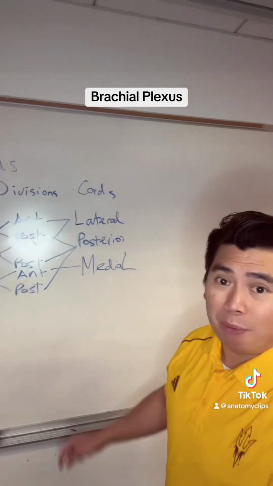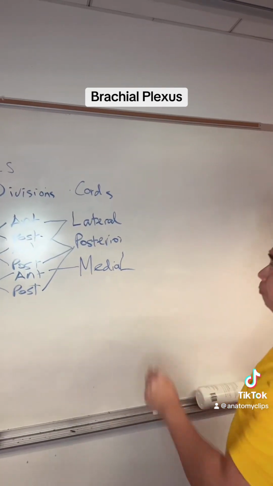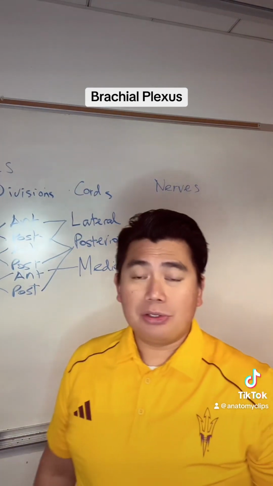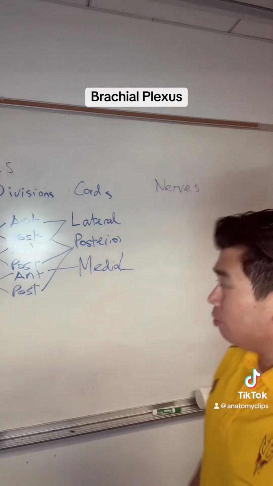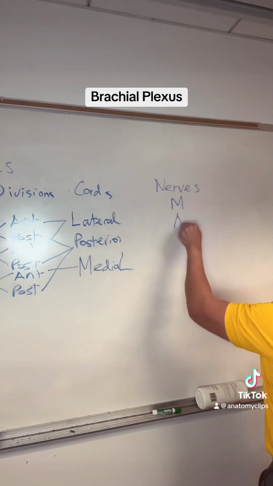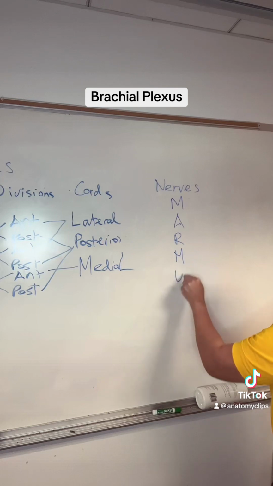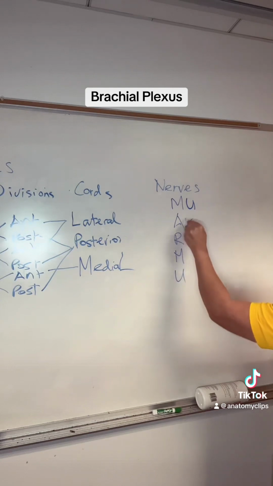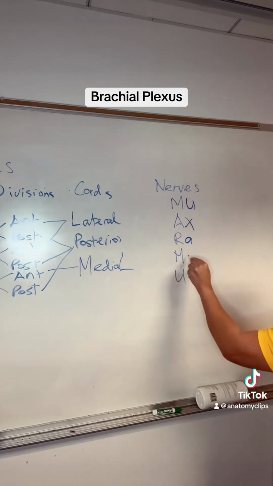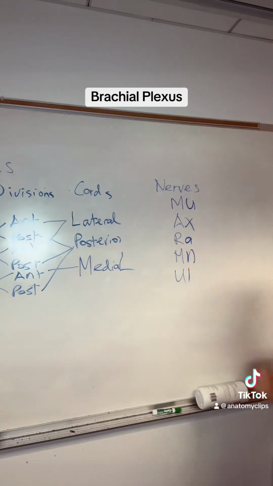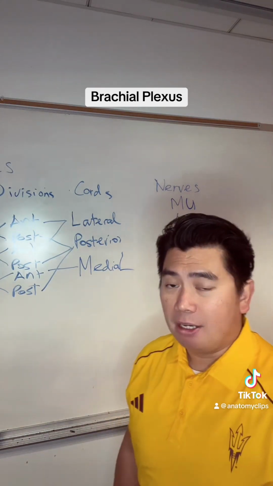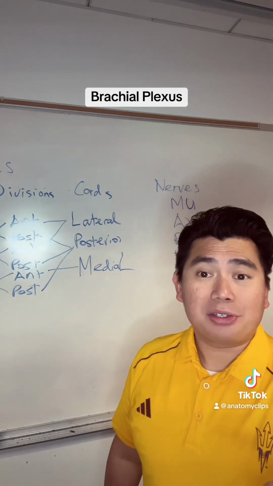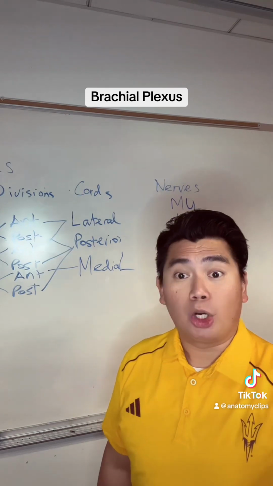Now we'll move on to the last part, which will be the nerves. So cords, nerves. I like to use the acronym MARMU, M-A-R-M-U. So we have musculocutaneous, axillary, radial, median, and ulnar nerves. All right? I'm just doing shortcuts right now, but make sure you're always spelling things out and writing the complete answers. Otherwise, it will be considered incomplete. So always write the word nerve.